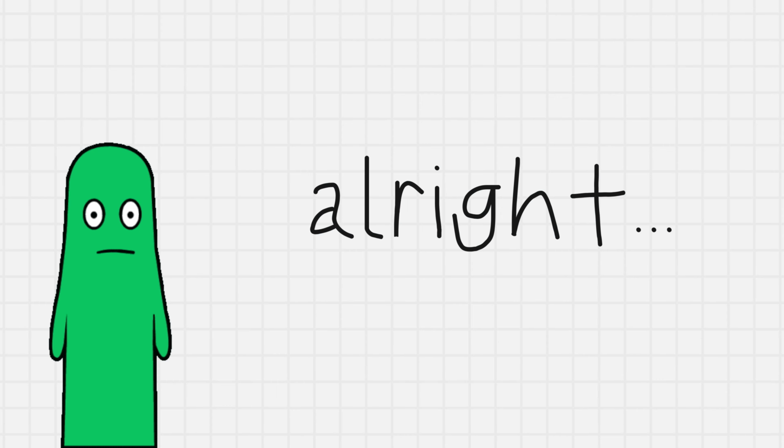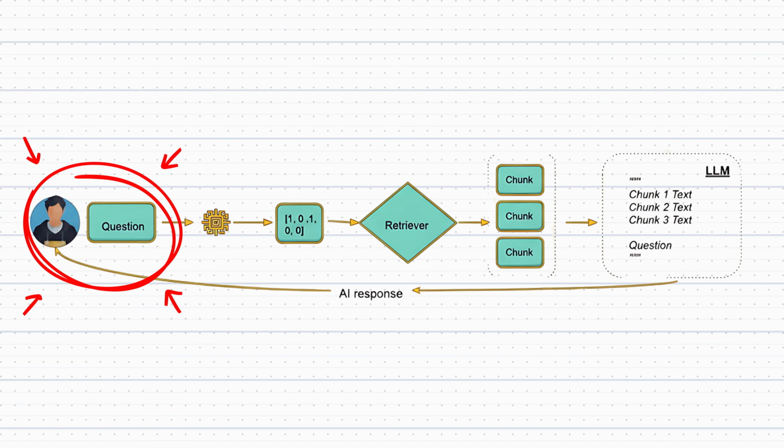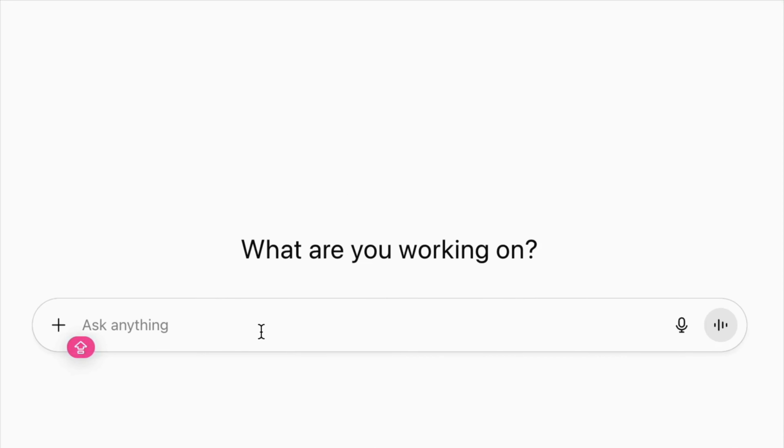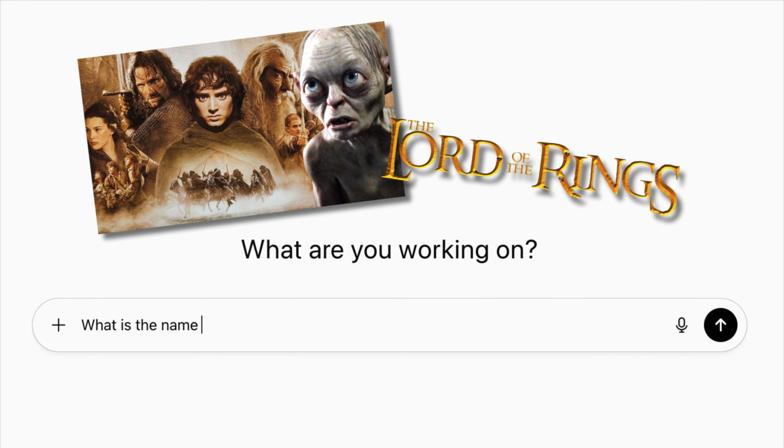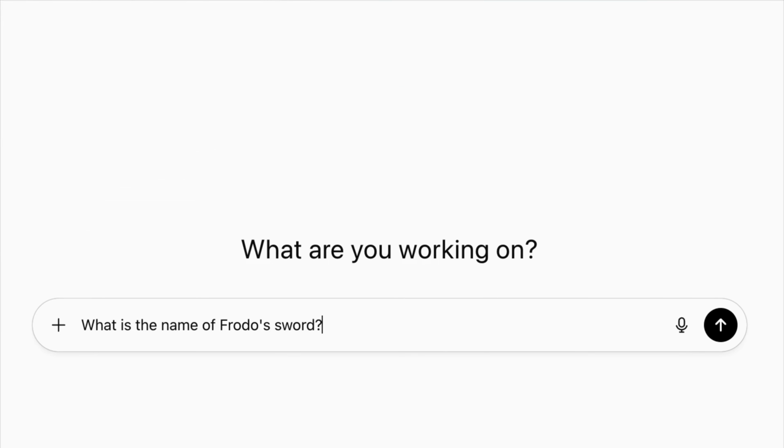Alright, let's explore the second part of the workflow. The second part of the workflow begins when the user submits a question about the stored content. For example, if the document is The Lord of the Rings and the user asks, what is the name of Frodo's sword? The system follows these steps.